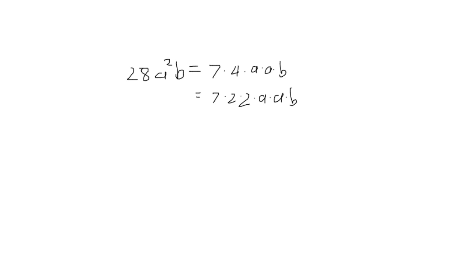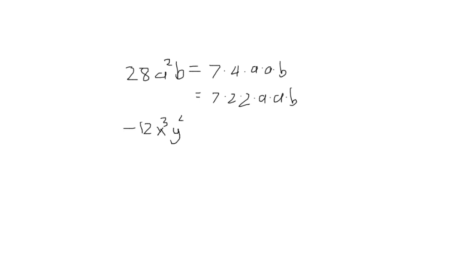Now, let's think of another example. What if we have 28a squared b? What is this? We can just simplify this. 7 times 4 is 28, then a times a times b. The 7 we cannot simplify because it's an odd number. The 4 we can: 2 times 2 times 2 times a times a times b. So that's the answer for this one. That is the simplified or factored form of 28a squared b.